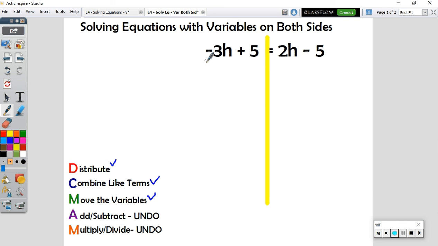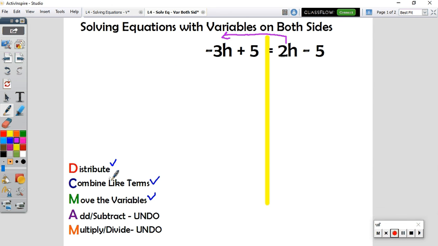So when I look at this problem, I see I have variables here, an h on the left, and I also have an h on the right. Now you can't have variables on both sides. So we have to move one set of variables to the other side. And I have said this before, I like my variables on the left. Don't know why, I just do. So I'm going to move this 2h over to my left-hand side.